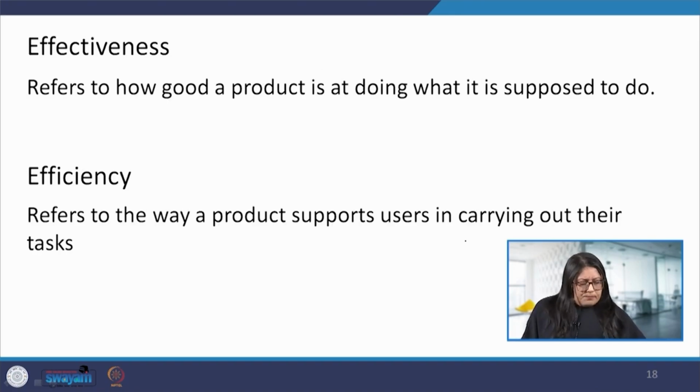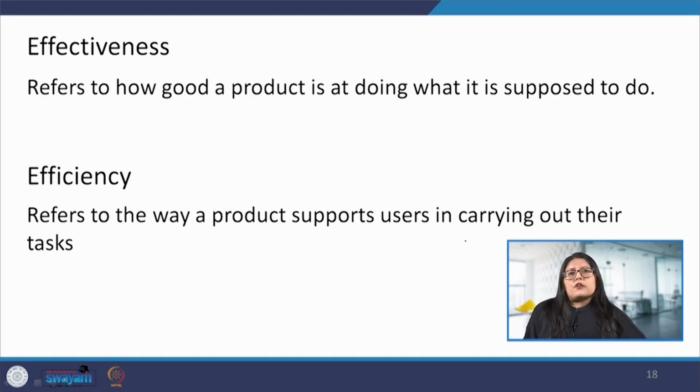Now, effectiveness. The question that we can probably ask is, is the user able to carry out their work effectively? Effectiveness refers to how good a product is at doing what it is supposed to do. So, if I am wearing a fitness watch and my purpose is to measure my steps, but it is also measuring my steps when I am driving, so it is measuring the distance, is it effective? Is it doing the job it is intended for? If it is not, then something needs to be changed.